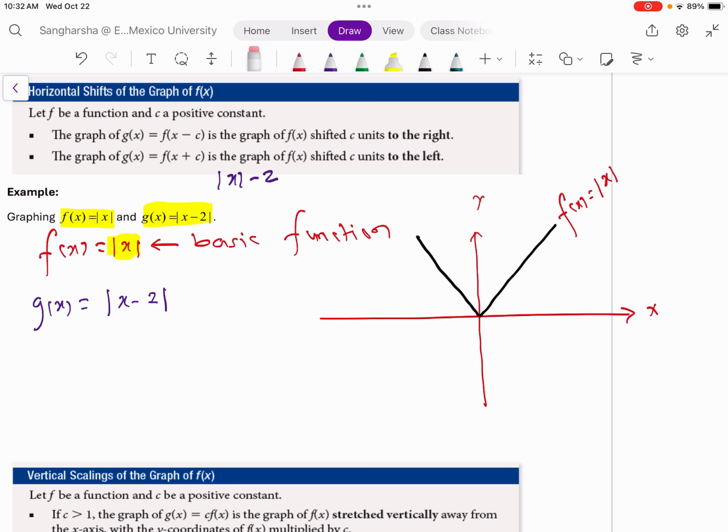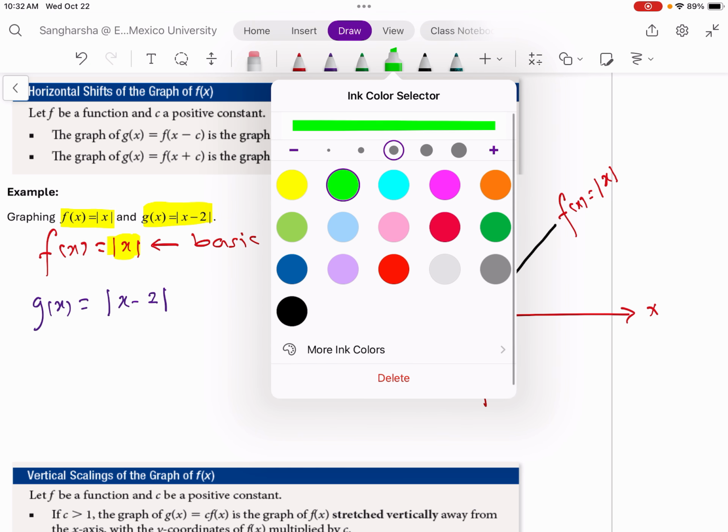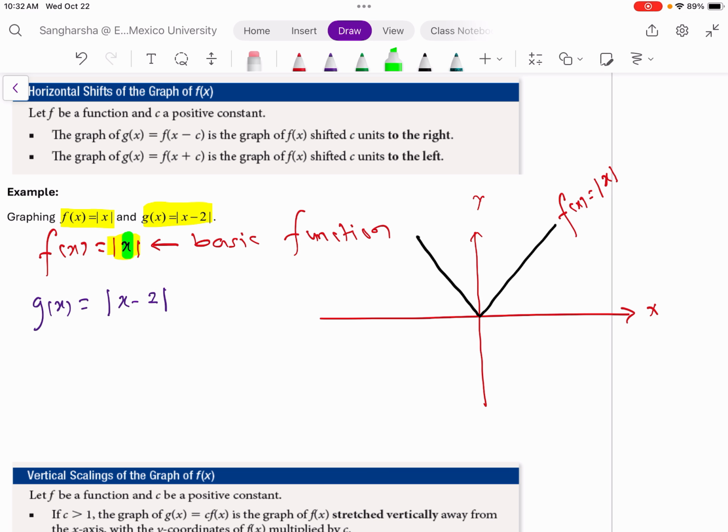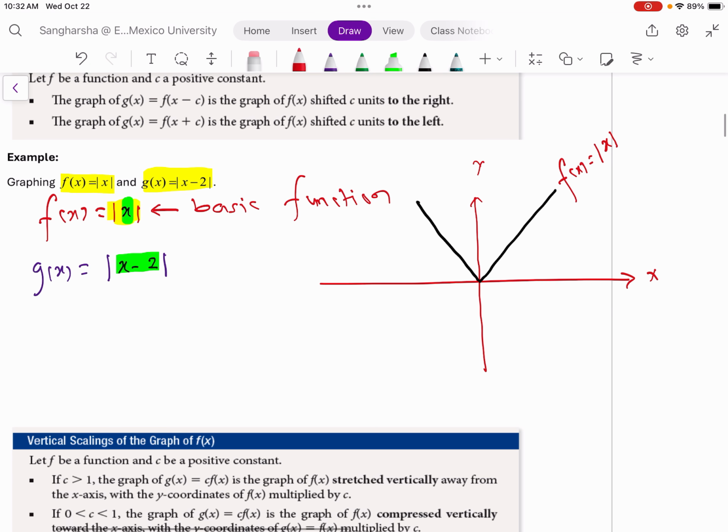The only way to get that is we replace. So here we replace this x by x minus 2. If you replace x of the basic function by x minus 2, we get g of x. Do you agree? So this is what we have, absolute value of x. In order to get g of x, we replace this x by x minus 2. If you replace this x by x minus 2, we get our g of x.